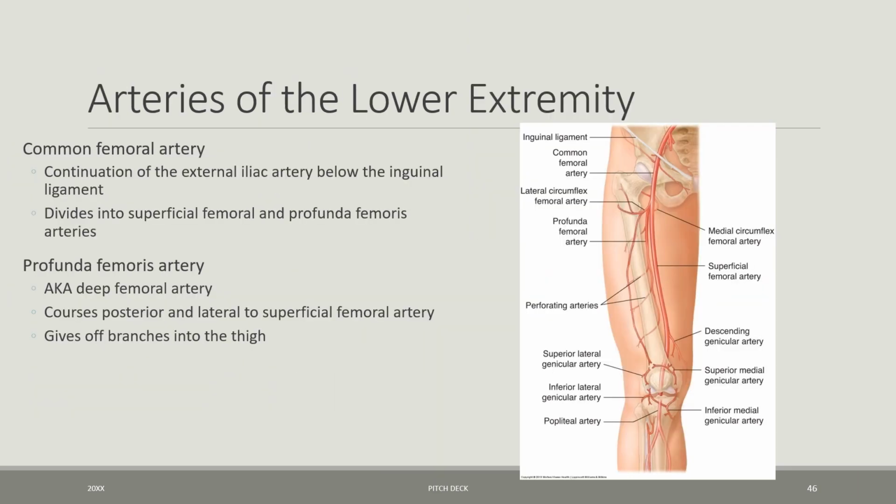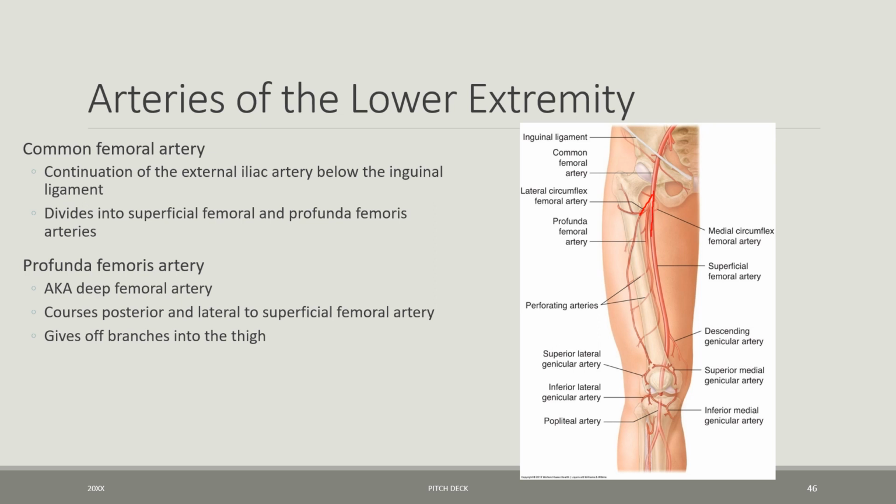That brings us to arteries of our lower extremity. So we kind of stopped here just below the inguinal canal. So we know that external iliac artery crossed the inguinal canal and became the common femoral artery. The common femoral artery then divided into the superficial femoral and the deep femoral.